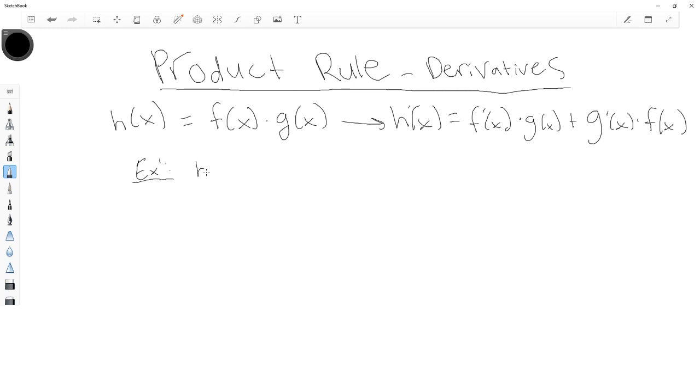So let's say h of x equals x minus 2 times x squared minus 5. Now you could multiply these together and then just use your other rules for derivatives without the product rule, but this is just another way to do it. So we can separate these two. So we have this one, and then we have this. This will be f, and this will be g.